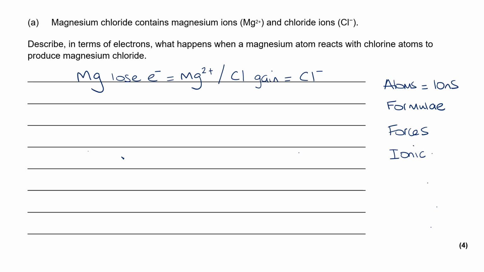I would then go on secondly to say that in order to get the formula of magnesium chloride, you would need one magnesium ion and two chlorine ions. Obviously you would need two chlorine because they only have a charge of 1, and therefore your formula for magnesium chloride would be MgCl2.